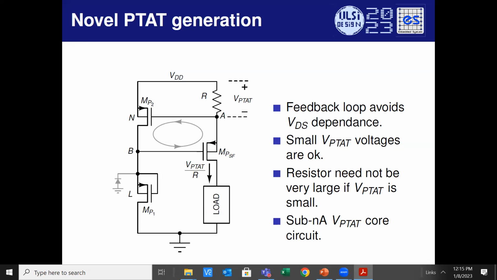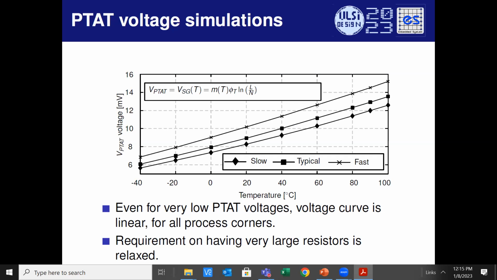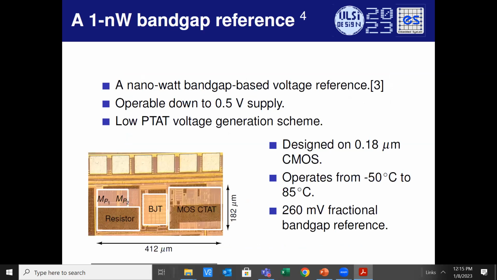And what we can do over here is we can have a very small PTAT slope. This is a sub nanoampere PTAT slope. Over process corners, of course, it varies. In simulation, it does vary over process corner. Unfortunately, in measurements, I don't know because we only get one wafer to measure. We don't get multiple lots. All right, I'll speed up a little bit.